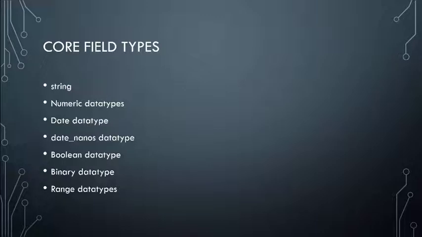Then there is the date nanos data type. This is almost the same as date, but uses more precision when storing dates. Date stores up to milliseconds, whereas date nanos stores up to nanoseconds, which allows you more precision but less dates, roughly from 1970, which is the start of the epoch, to 2262, since you are using part of your storage for the nanoseconds.